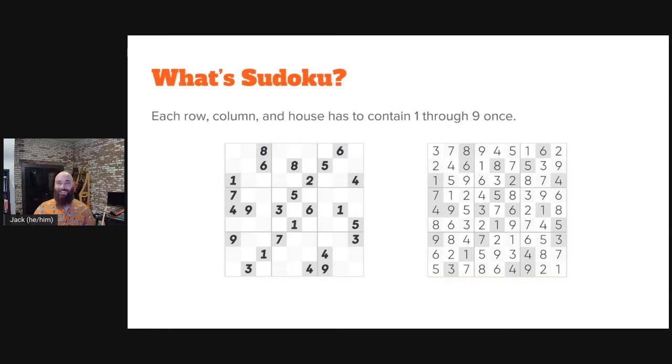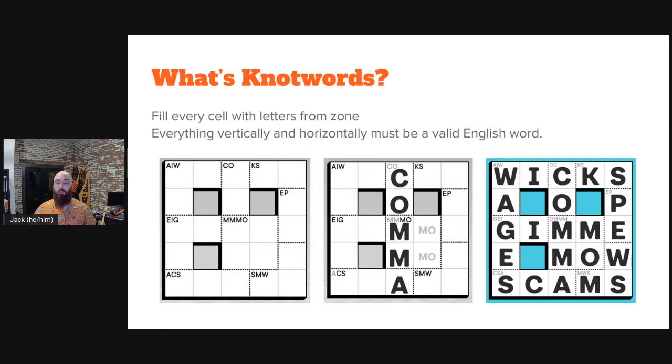It's far more likely that you'll be less familiar with a newer game that Zach and I released back in April called Knotwords, which is a very simple spelling game where you have different zones that have letters that can be in each zone. For example, if you look in the upper left-hand corner of this first puzzle, A, I, and W have to go into those three cells in some way. And when you finish, everything vertically and horizontally needs to be a valid English word. So those are the puzzles that I'm primarily going to be talking about.